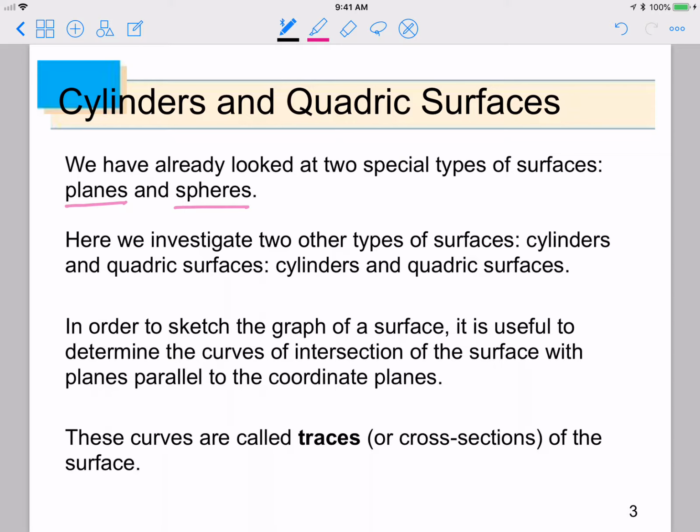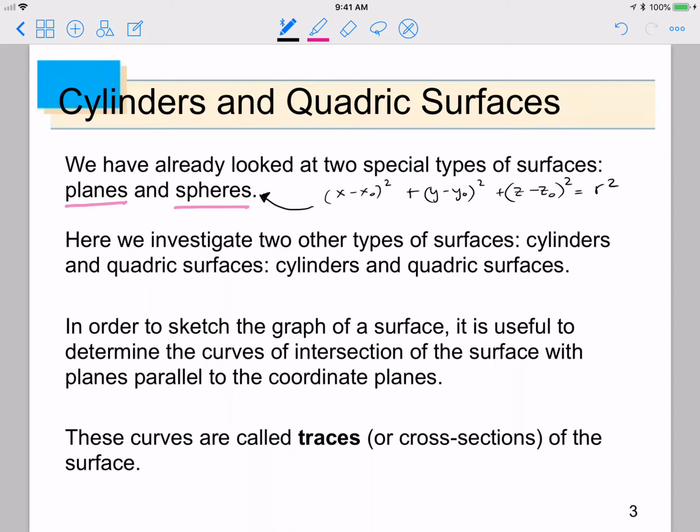Do you remember that? A sphere centered at x naught, y naught, z naught would be x minus x naught squared plus y minus y naught squared plus z minus z naught squared equals r squared. So that's a general formula for a sphere.